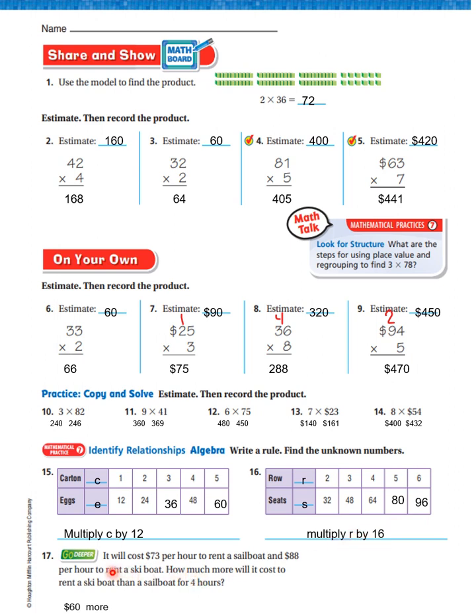All right, it says it'll cost $73 per hour to rent a sailboat and $88 per hour to rent a ski boat. How much more will it cost to rent a ski boat than a sailboat for 4 hours? Well, it's $60. If it's for 4 hours, you would say 73 times 4, 88 times 4, subtract the two, and you're going to come up with $60 more.